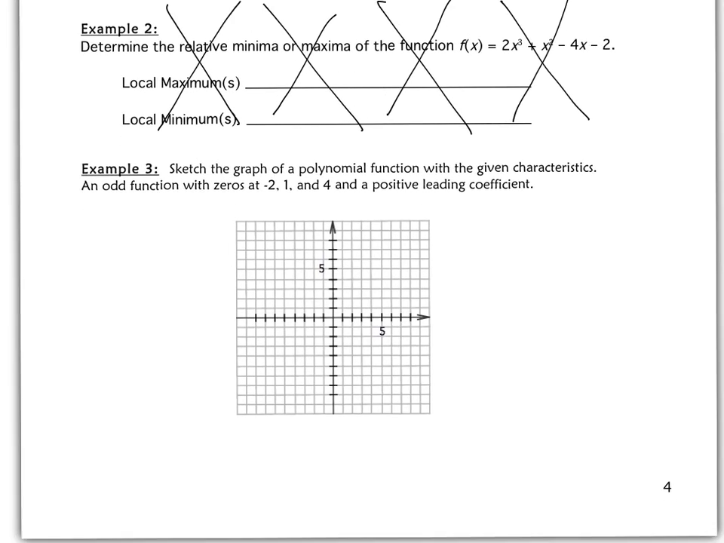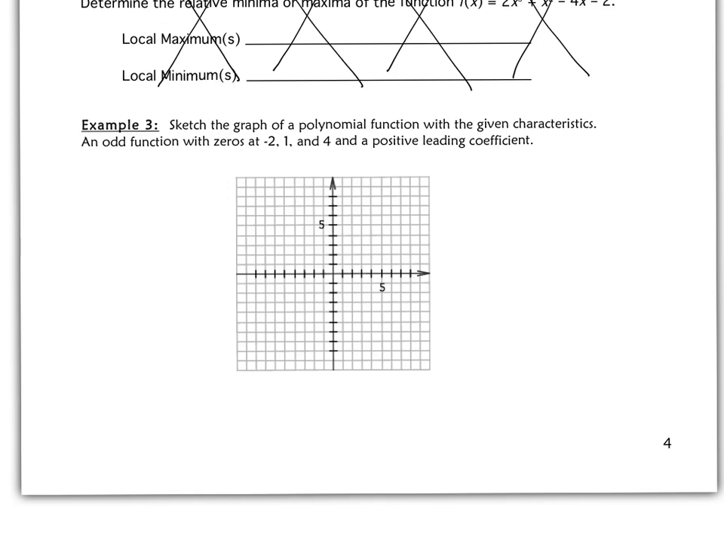Okay, and then the last example, the last few problems of your homework or classwork are going to ask you to sketch a graph, and then they're going to give you certain criteria for what this graph needs to include. So what I draw could be different than what the next person would draw. And if I draw this now, it could be different than when I draw it again, but at least it's going to have these characteristics that are given.